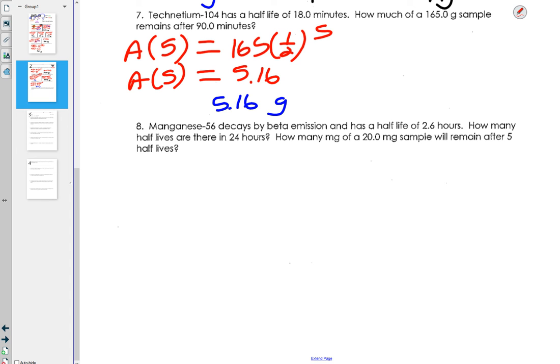It decays by beta emission and has a half-life of 2.6 hours. How many half-lives are there? That's kind of what we've been doing, first figuring out how many half-lives. Let's just call that H, I guess, for half-life. What is 24 divided by 2.6?